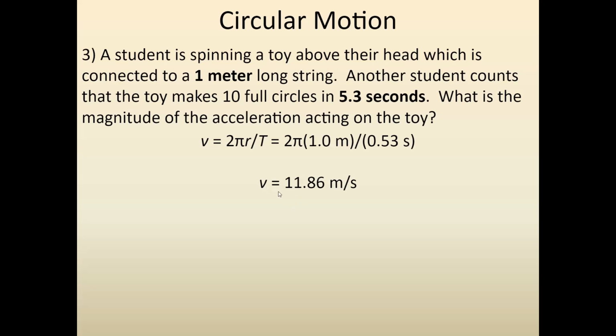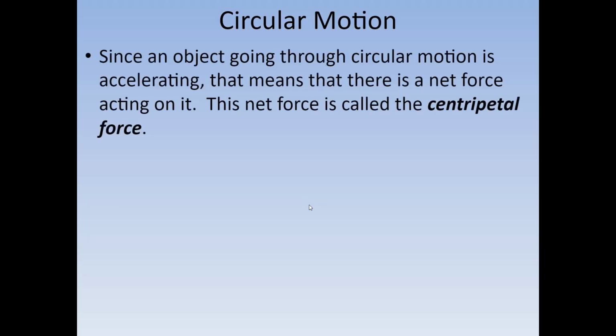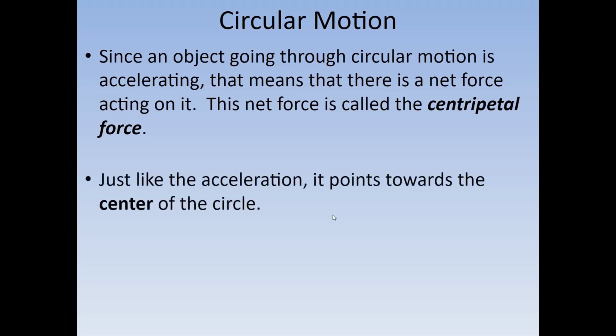But either way, you should have gotten that the speed was 11.86 meters per second, and when you plug that into the centripetal acceleration, you get 140 meters per second squared. All right, and that was it for the centripetal acceleration. The next one is how do we find the centripetal force? Now, the net force acting on an object when it's moving in a circle is what we call the centripetal force. Just like the acceleration, it points towards the center. Remember, we talked about how the net force always goes in the same direction as acceleration.